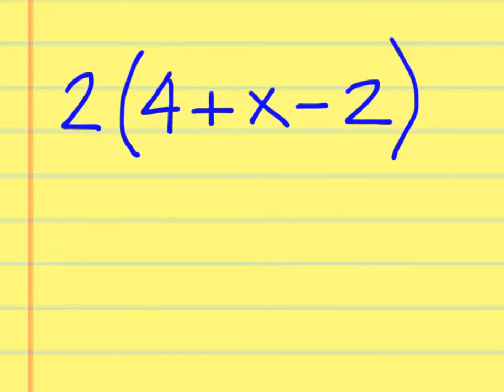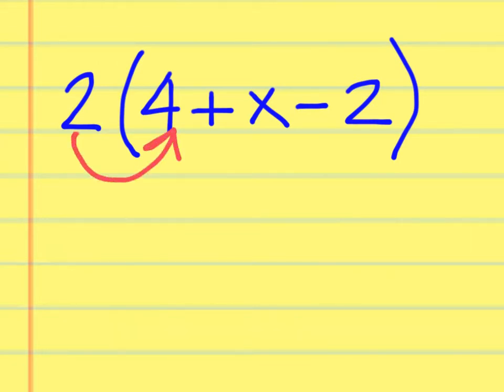Now this one is 2 times the quantity of 4 plus x minus 2. This has 3 items inside of the parentheses. There are 2 different ways you can do this. One, you just multiply it out and simplify. Or you can simplify first and then multiply. We'll just multiply the way it's written.